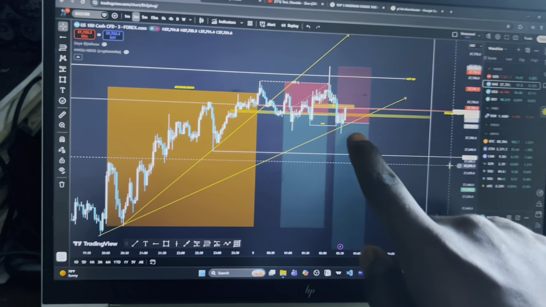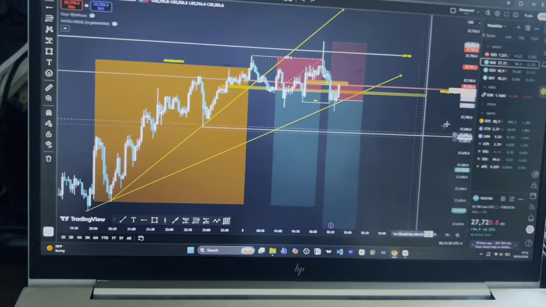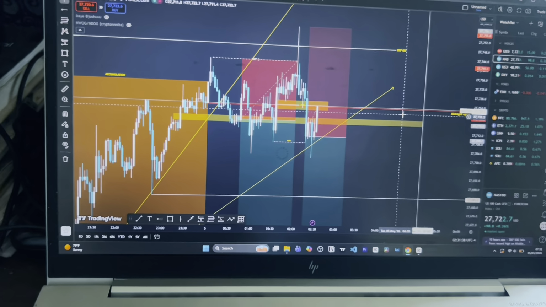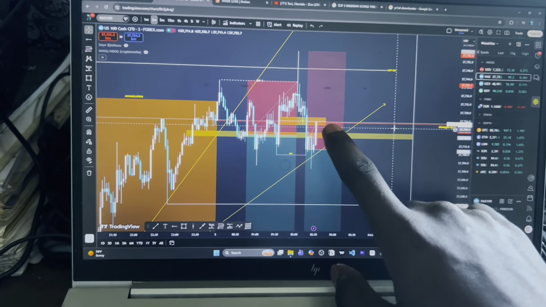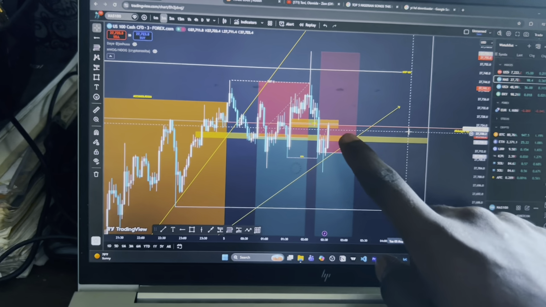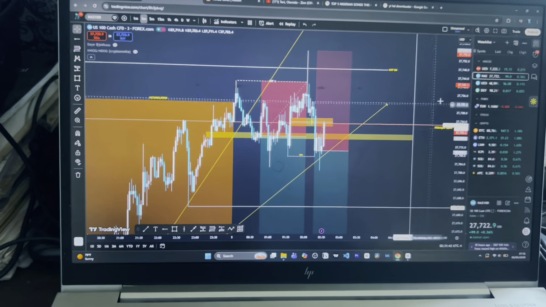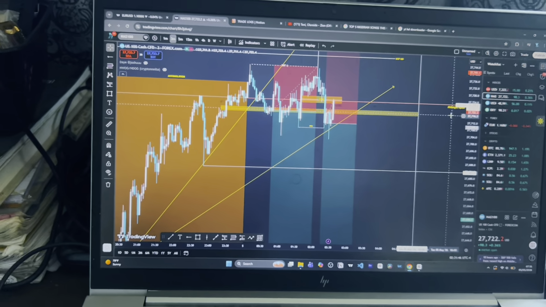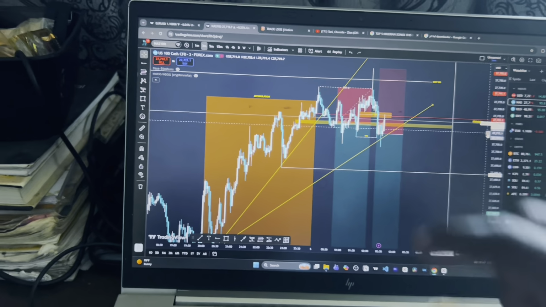Okay, so price just goes back to my inversion fair value gap right here. I already took it in, there was a limit there, so it triggered. So one more position in. I have about 3 positions locked in on this trade.